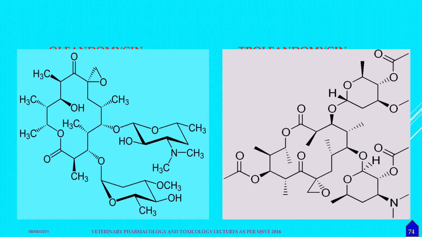So this is the structure, how the oleandomycin and troleandomycin look alike. Of course, these are all the structures of the different macrolide antibiotics like erythromycin, then tylosin, and clarithromycin. And recently, this drug is getting a lot of popularity. That's the roxithromycin.